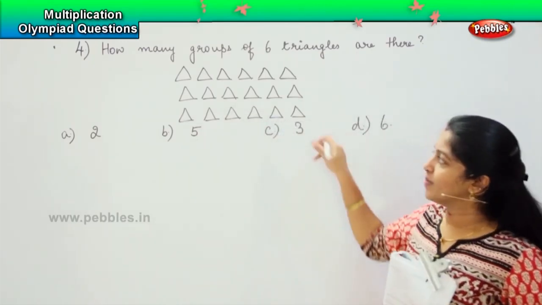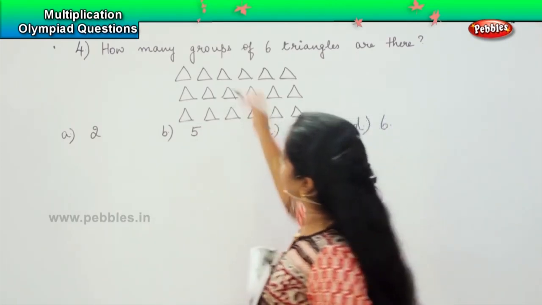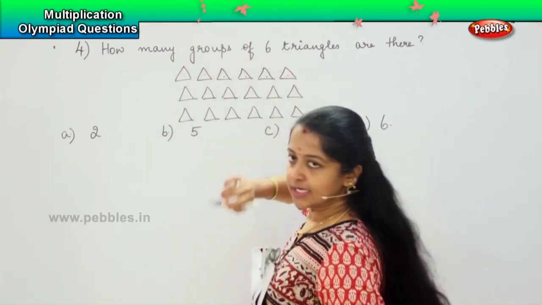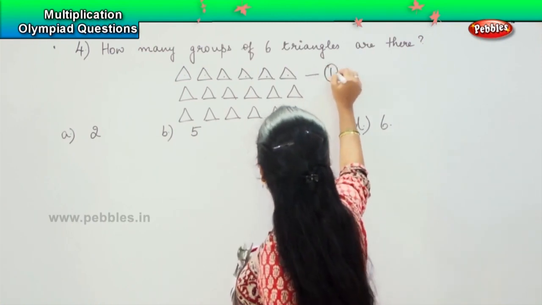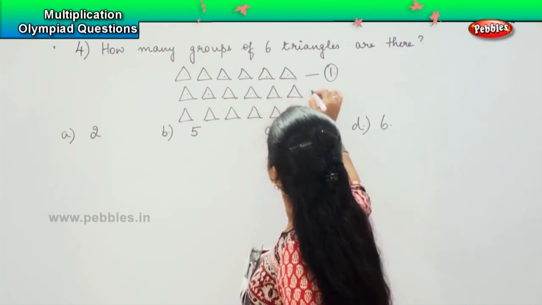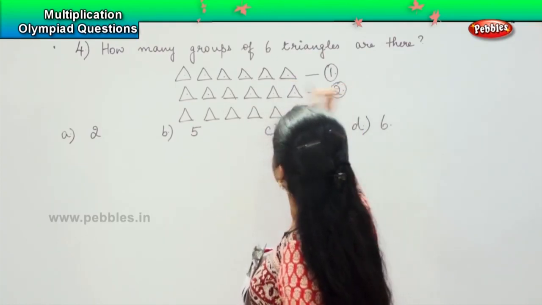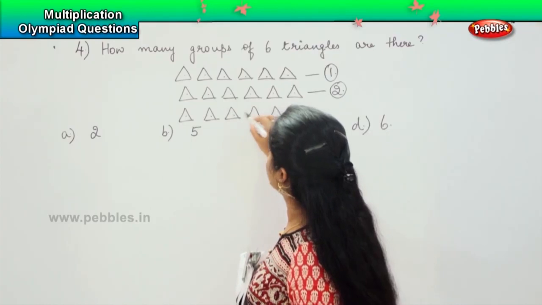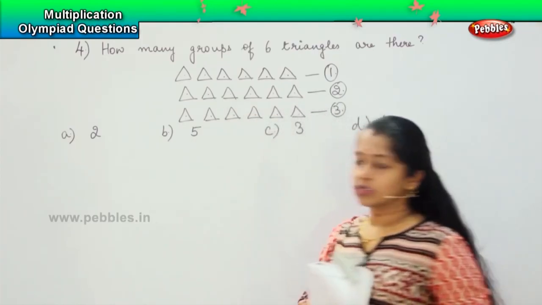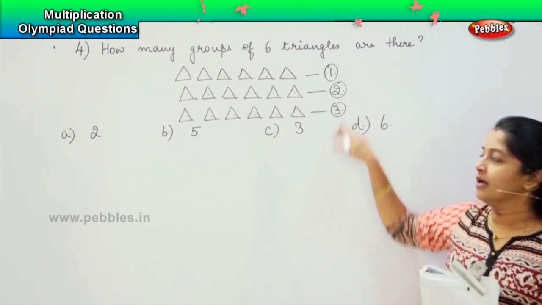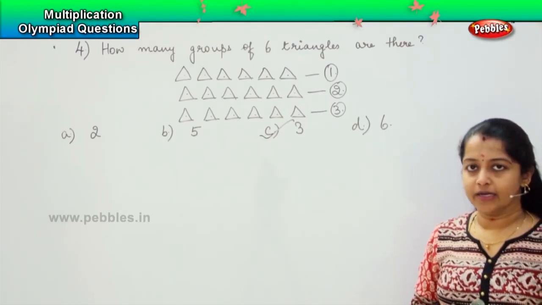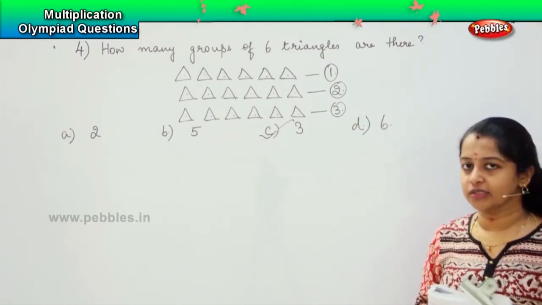Okay, so each group is having 6 triangles. We'll just cross verify. 1, 2, 3, 4, 5, 6. This is my group 1. 1, 2, 3, 4, 5, 6. This is my group 2. 1, 2, 3, 4, 5, 6. This is my group 3. So how many are there, children? There are 3 groups of 6 triangles each. Clear? Shall we proceed with the next question?